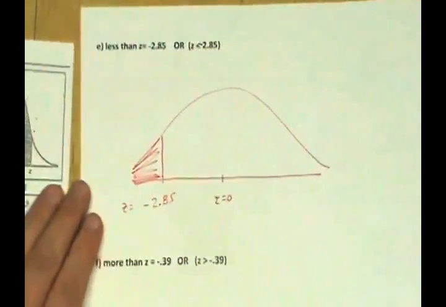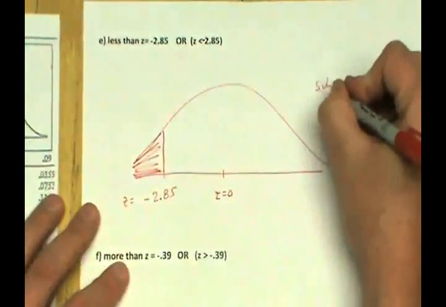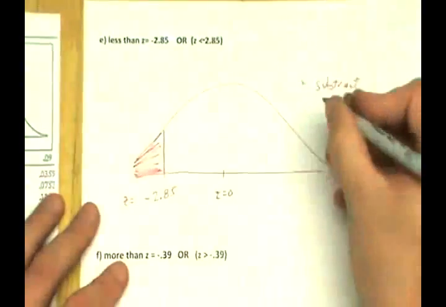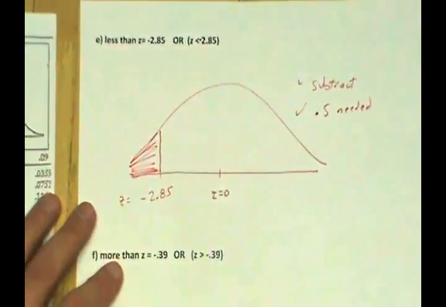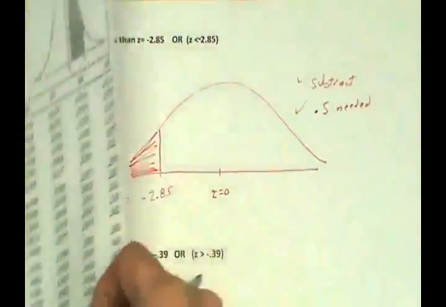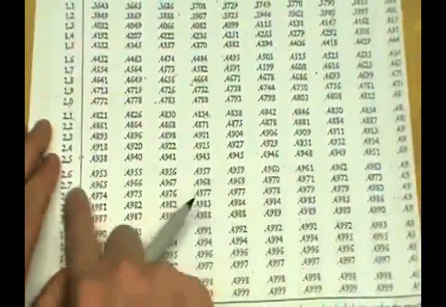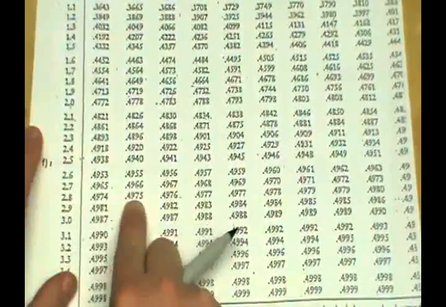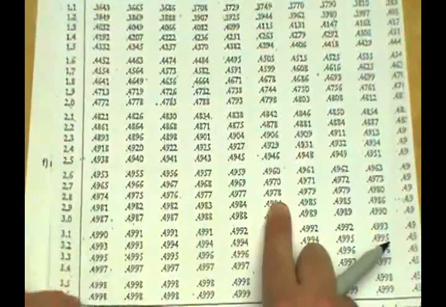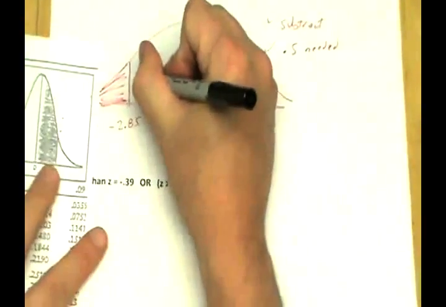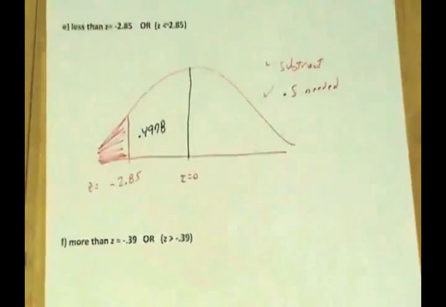Again, we're going to ask ourselves two questions. One, is the area crossing over 0? No, so you're going to say I'm going to subtract. Is the tail involved? Yes, so 0.5 is needed. Got it. So we want less than negative 2.85. We're going to look up 2.85 because we look up positives just like negatives. So we go right here, 2.8, 0, 1, 2, 3, 4, 5. There we go. And we're looking at 0.4978. That goes here, 0.4978. It's always between 0 and the number that we just looked up.